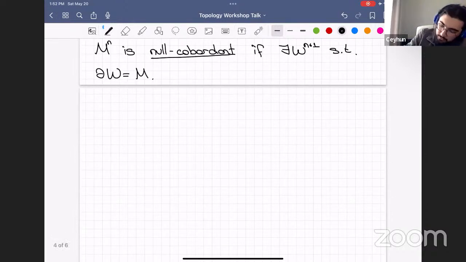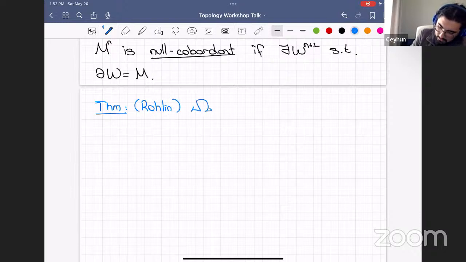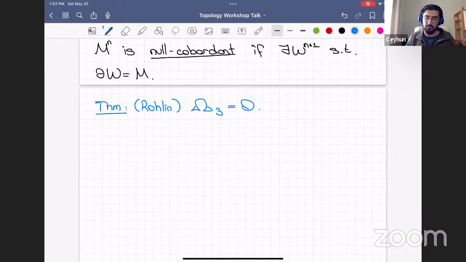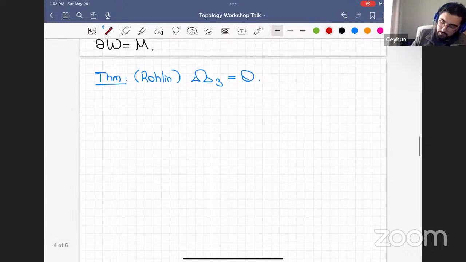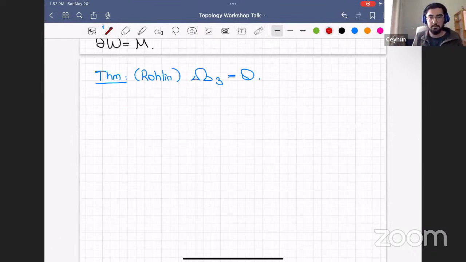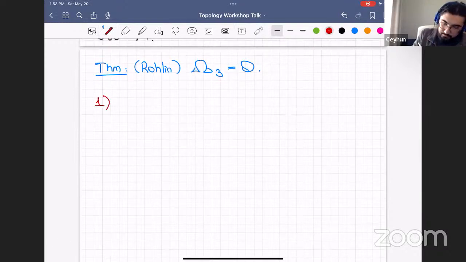Okay, so there's this beautiful theorem by Rokhlin, which says that for the specific case of 3, this group is 0, which means that every three-dimensional manifold can be realized as the boundary of a four-dimensional manifold. So we are going to use this fact. This will be very important in the rest of this talk. By the way, I'm assuming everything is oriented, so this theorem is specifically for oriented manifolds. Okay. So part 1, surgery.